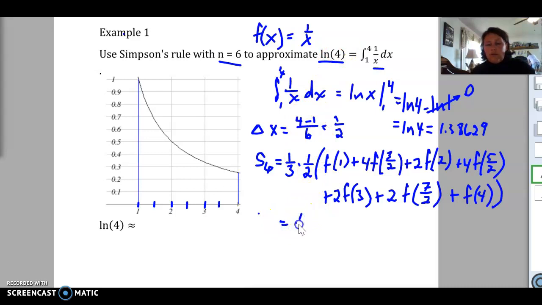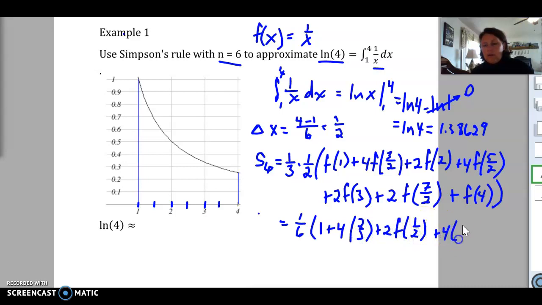Okay, so just a reciprocal function. So we're going to have 1 over 6. F of 1 is going to be 1. F of 3/2 is going to be 2/3. So we're just taking the reciprocal of each one of these. F of 2 is 1/2, plus 4 times f of 5/2, which is 2/5, plus 2 times f of 3, which is 1/3.